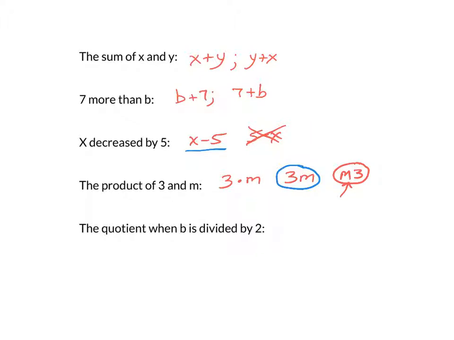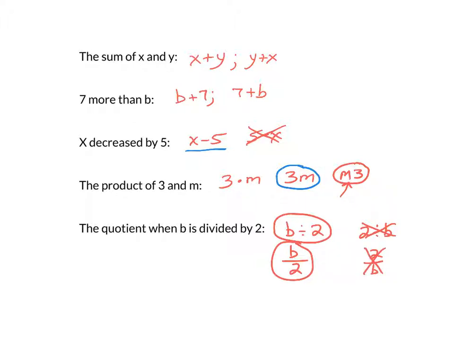The last one, the quotient when b is divided by 2. Quotient means division, so I want b divided by 2. If I wanted to, I could also write it as a fraction, b divided by 2 that way. So either one of these would work. But remember, once again, division is not commutative. So I could not do 2 divided by b. That would not be correct. I could also not write it as a fraction, 2 divided by b, because this says the quotient when b is divided by 2.